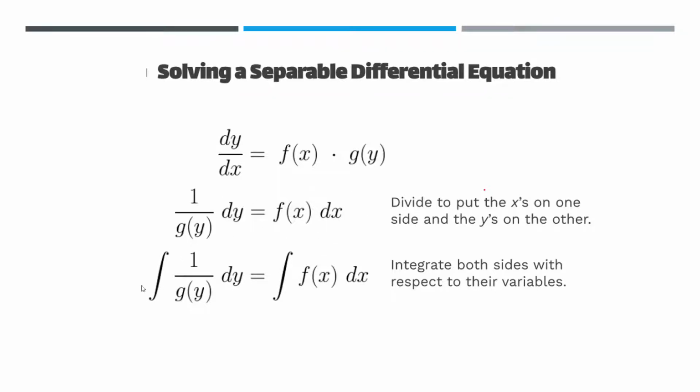So now we have our integral, our y function, our variable of integration dy, and then over here, our integral, our function, and our variable of integration dx. And then what you're going to do is integrate both sides entirely separately from each other.